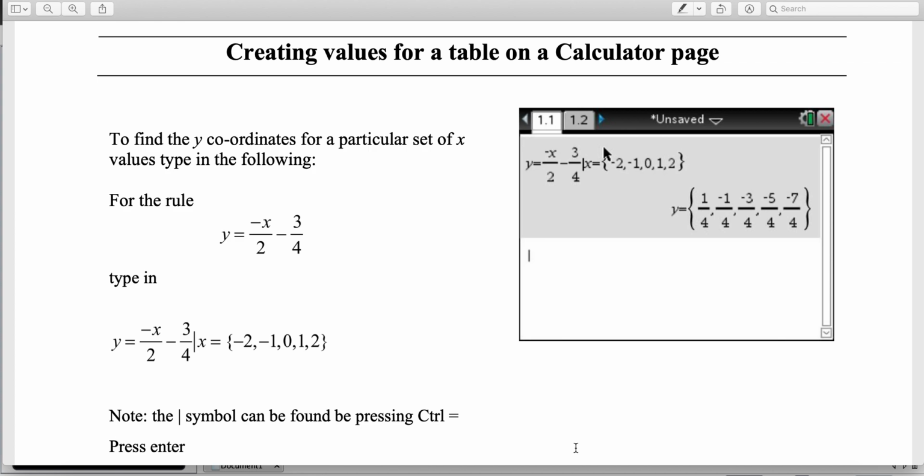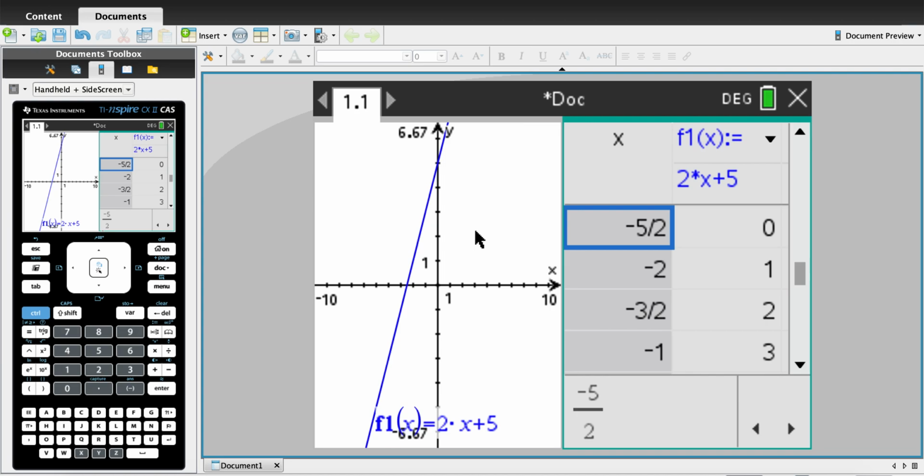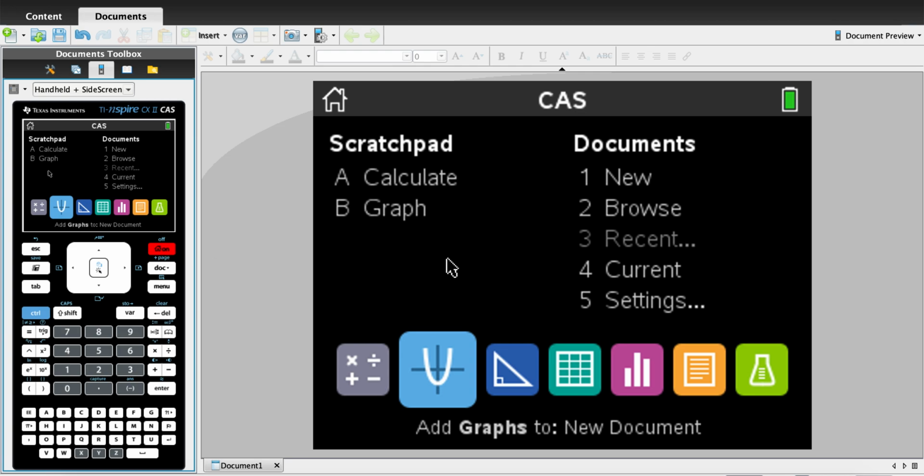Girls, we're going to continue with our CAS booklet, and now we're going to follow the one that says creating values for a table on a calculator page. So now we're not going to do it in the graph, we're going to do it in a calculator page, okay? So first, you're here. How do you go back? So you go into home, okay?